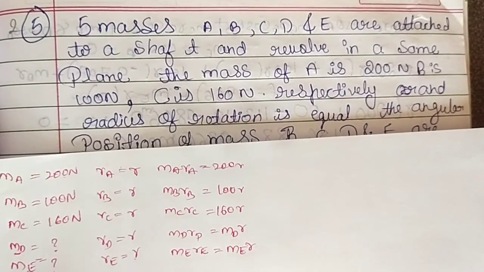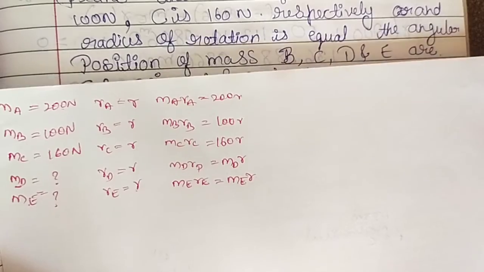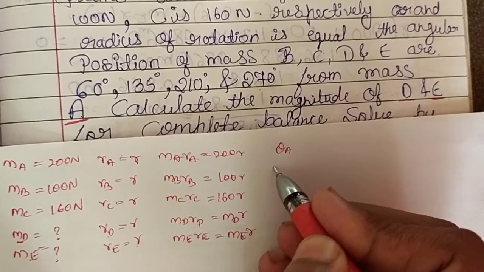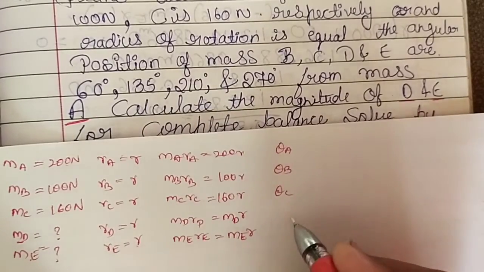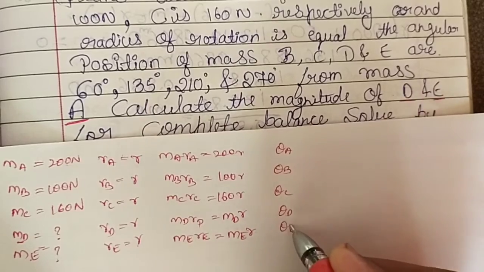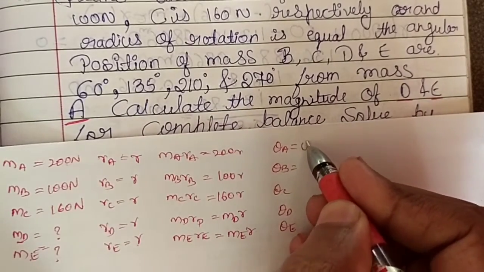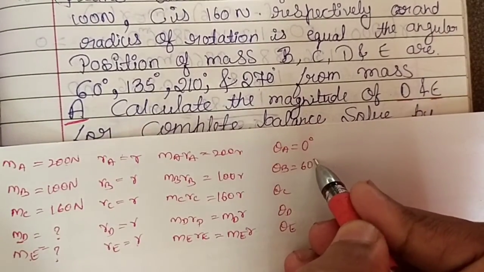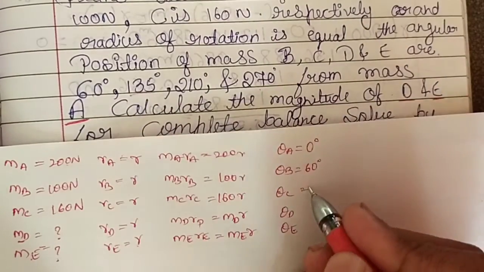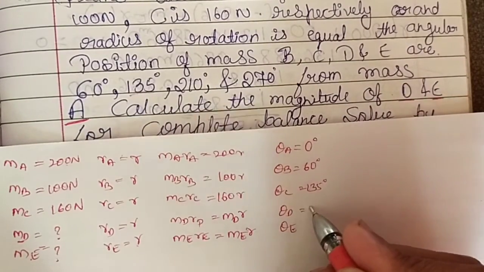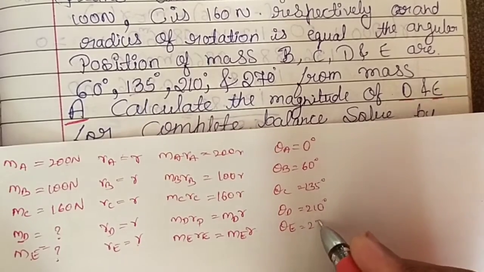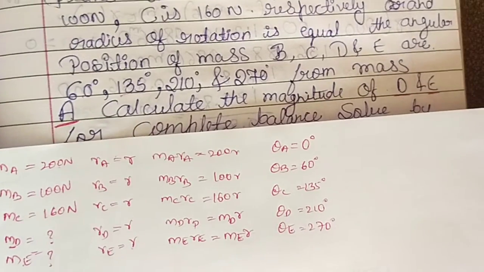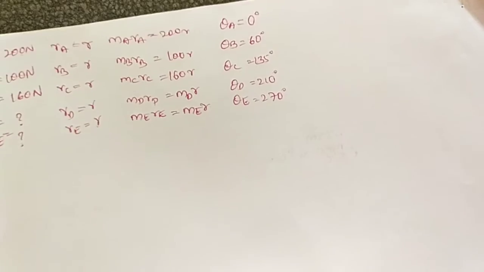Now we will write what all the angles are given. Always the first angle is 0. The second angle is 60 degrees, then 135 degrees, 210 degrees, and 270 degrees. So these are the values we have noted. We'll go on solving the problem now.